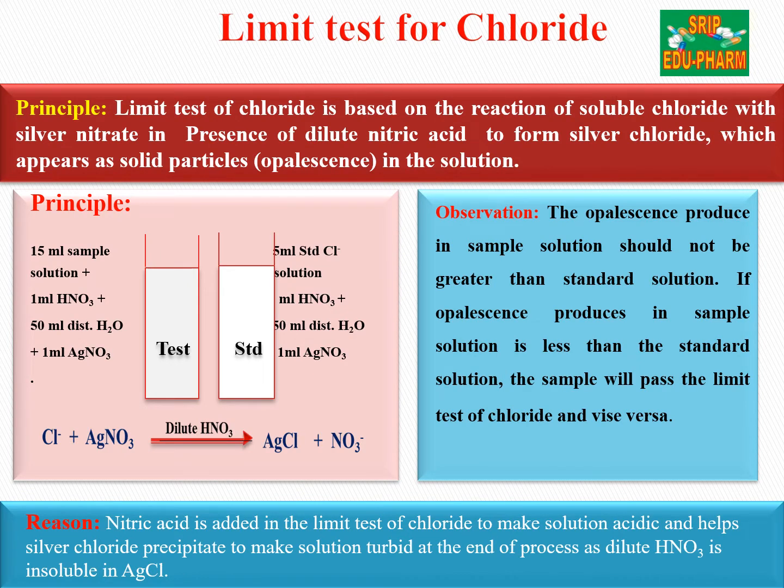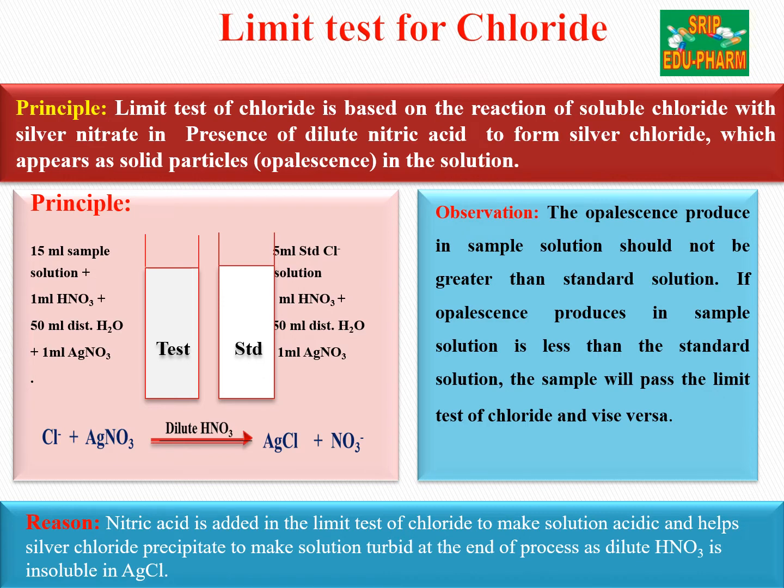The basic principle involved in the limit test of chloride is based on the reaction of soluble chloride with silver nitrate in presence of dilute nitric acid to produce silver chloride precipitate, which appears as opalescence in the solution, and the opalescence produced is compared with standard opalescence produced from a known amount of chloride.